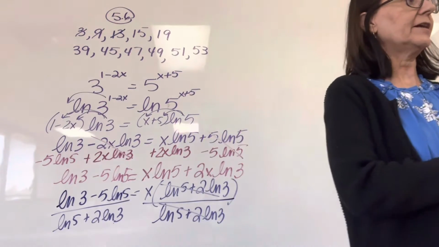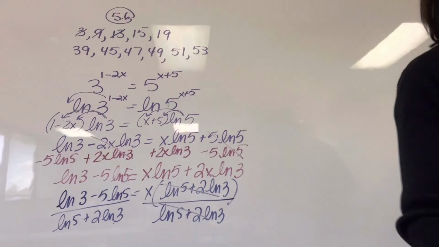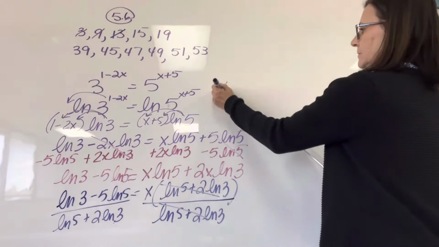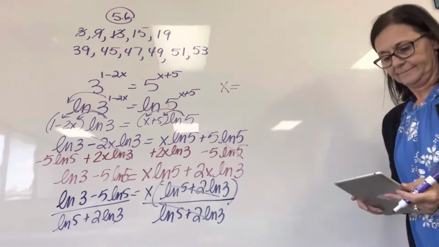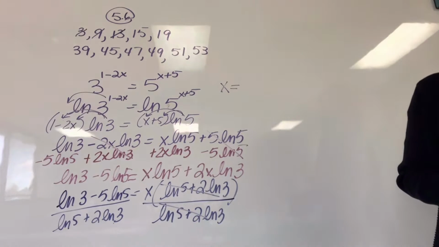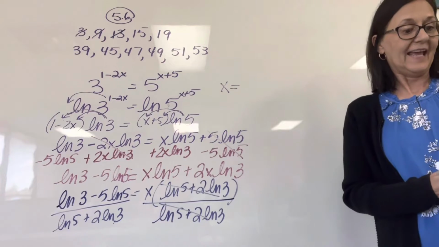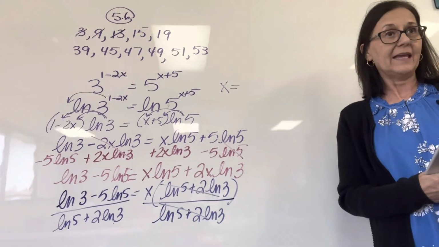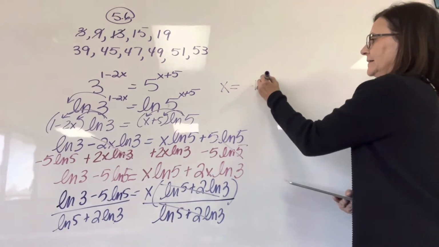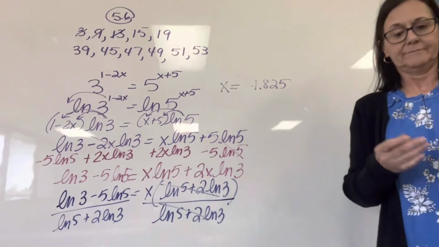Make sure you can do this in your calculator. Sarah, you following? Does this make sense? X equals. What do you have? Negative 1.01. I got negative 1.825. Okay, could I know if that answer is right?